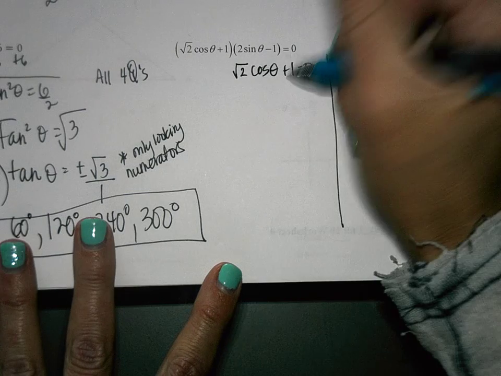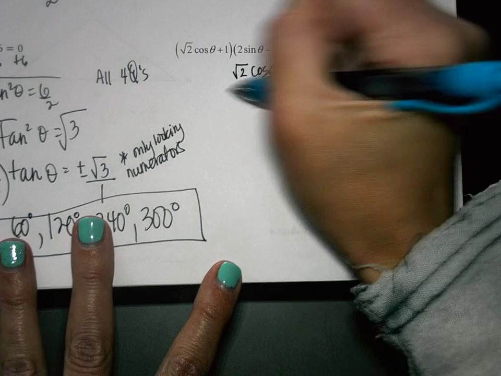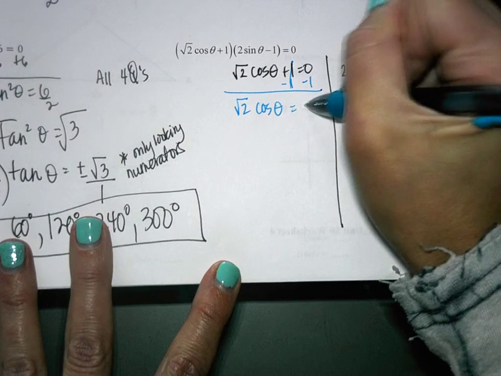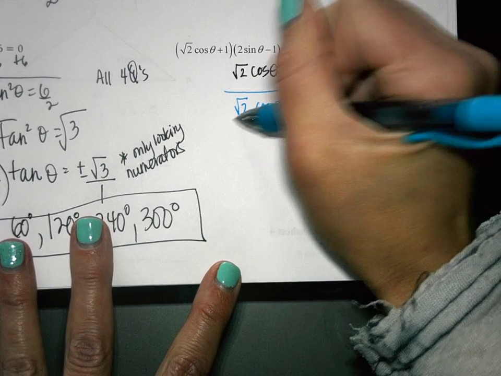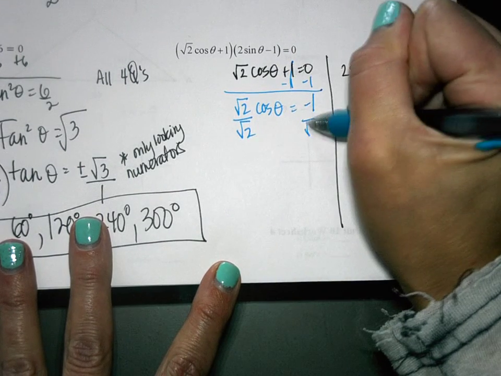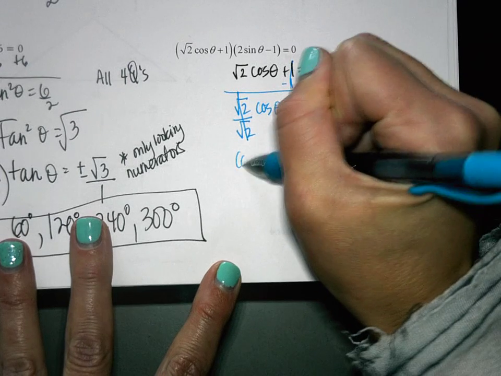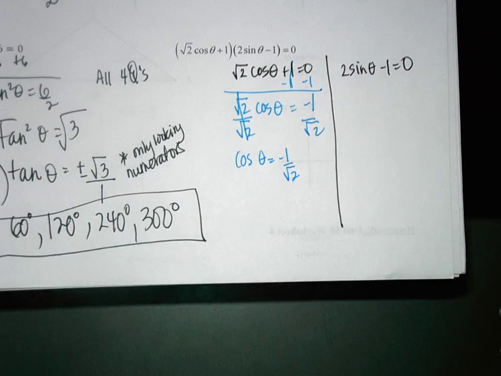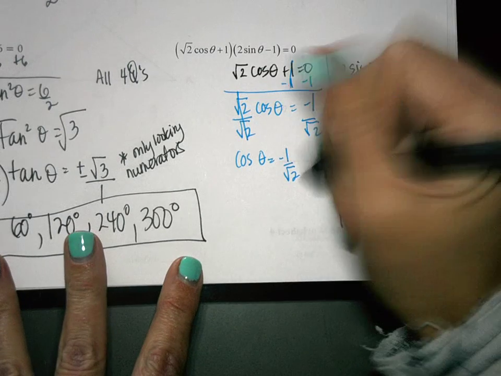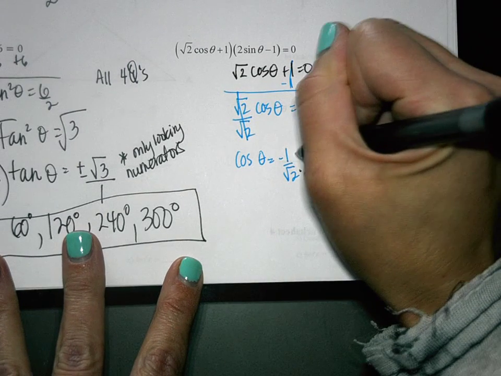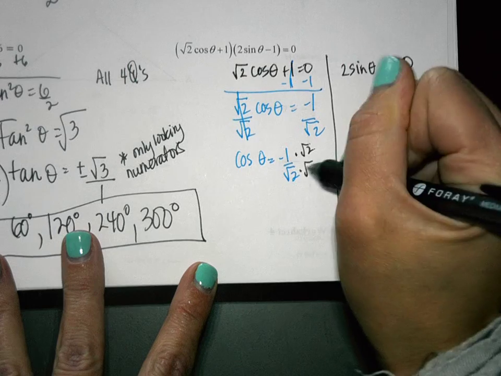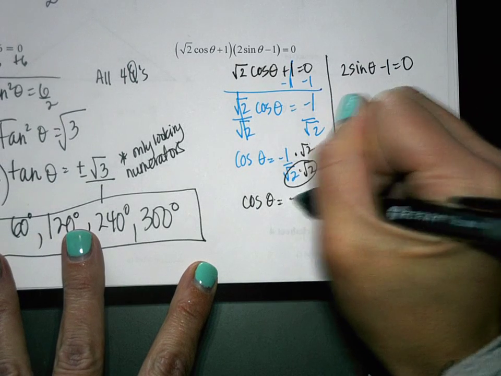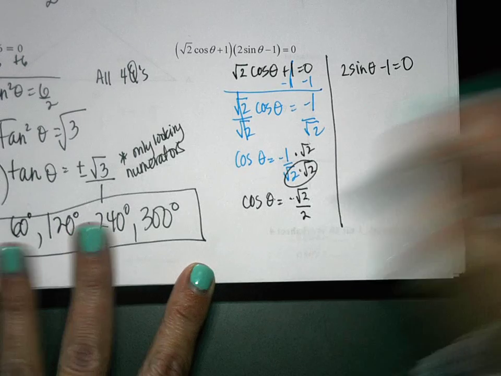Okay, here I'm going to subtract 1 from both sides. Root 2 cosine theta equals negative 1. Then we divide both sides by root 2. And so I have cosine theta equals negative 1 over root 2, but we need to rationalize our denominator. We multiply by root 2 on both the top and the bottom. That makes a pair of 2's, so we end up with cosine theta equals negative root 2 over 2.